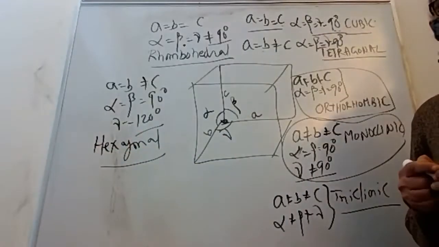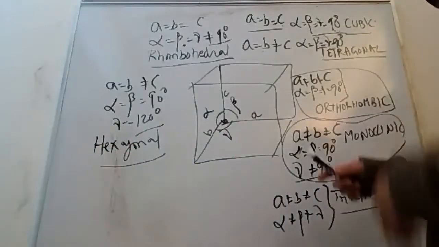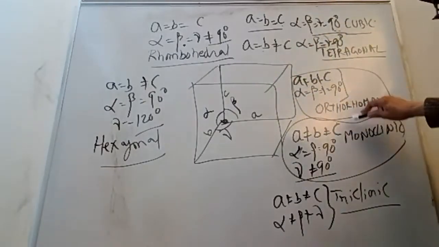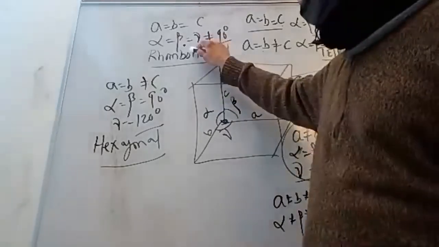So how many do we have now? We have 7 crystallographic systems here. We can have a cube, tetragonal, orthorhombic, monoclinic, triclinic, rhombohedral, hexagonal.